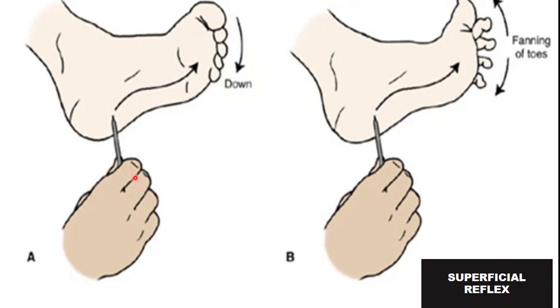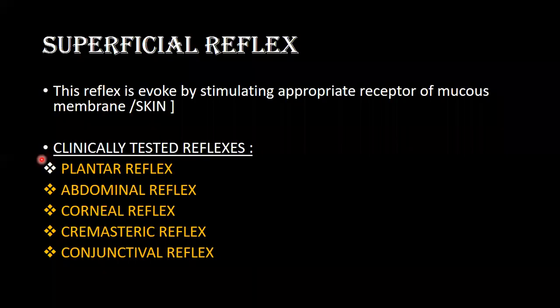You can see over here that we have a needle and we are dragging it over this portion of our foot, and a reflex is caused. So this is our superficial reflex. Superficial reflex is concerned with our mucous membrane and skin, and its types are the plantar reflex, then the abdominal reflex, then the corneal reflex, then the cremasteric reflex and the conjunctival reflex.